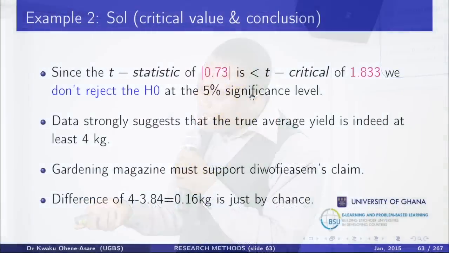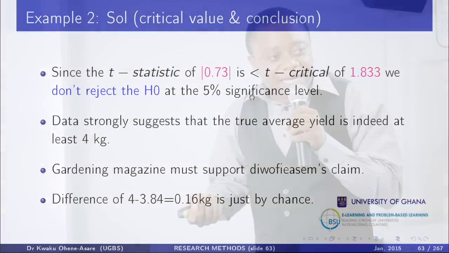And then, now there is a difference. What the guy claimed was 4 kilograms. And then when we calculated, we had a mean of what? 3.84. The difference is equal to 0.16 kilogram. That difference, is it due to chance? Is it just by chance? It is by chance.